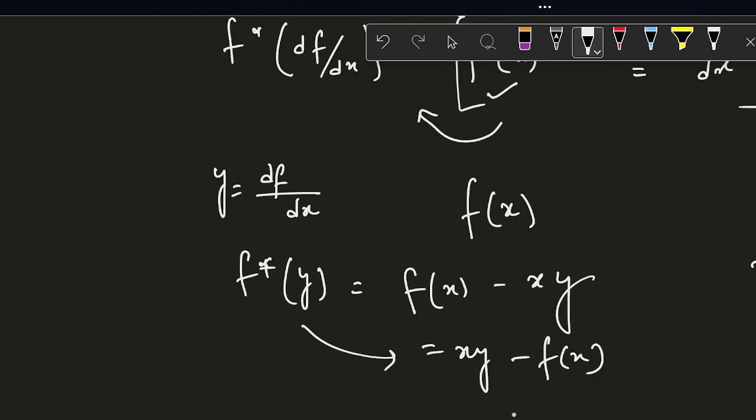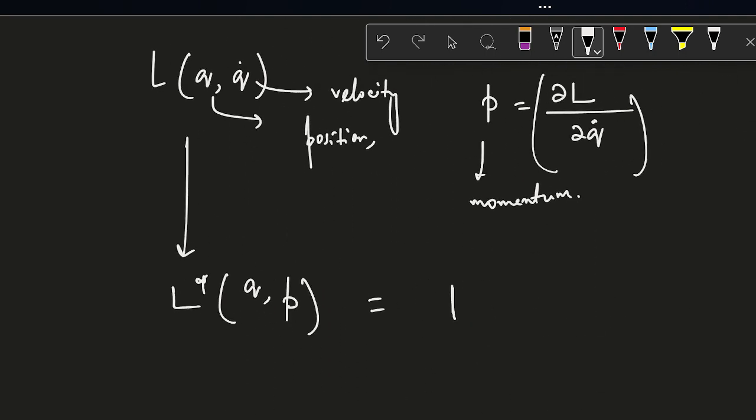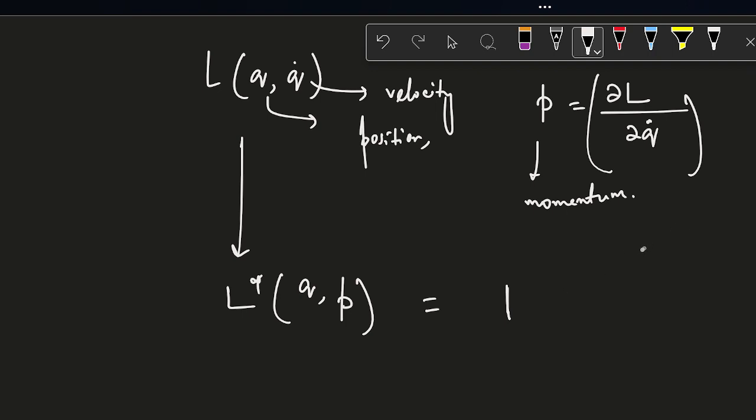How to do that is again the same thing. We will use the reverse formula, x df dx minus f of x. The variable you need to change is x. Here the x variable is q dot, because you are changing q dot to p. So your x is q dot, and the new variable y is p, with the condition y equals del f del x. So here p is del L del q dot, right? You can apply that easily. So this x y minus f of x will be p times q dot minus L, your original function.